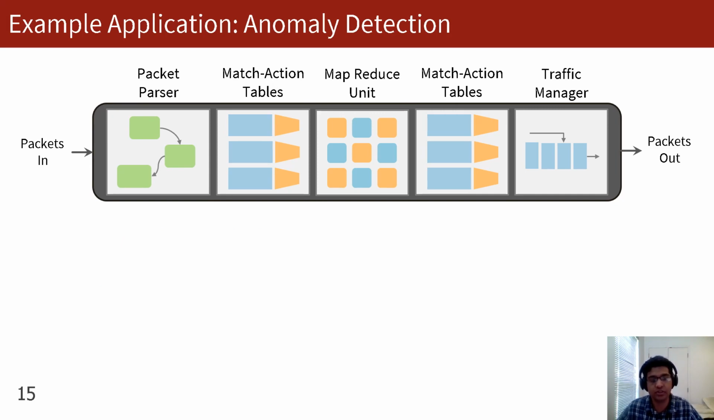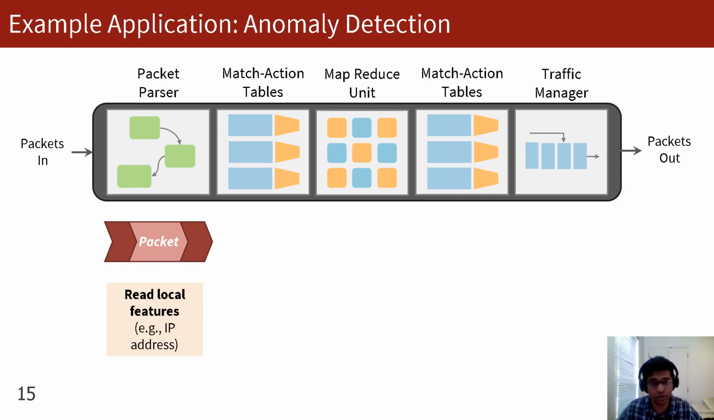So to make this a little more concrete, let's go back to our anomaly detection application and see how a Taurus pipeline might actually handle this in practice. So here we have a picture of our data plane pipeline, and a packet's going to enter the pipeline. It first enters the packet parser, where we're going to do our header and feature extraction. So it's reading local features, say an IP address.